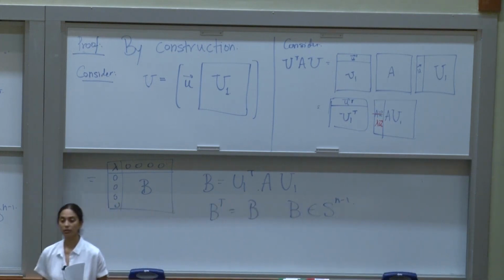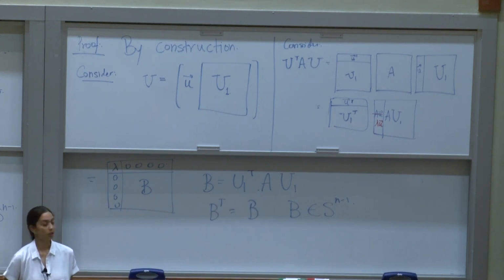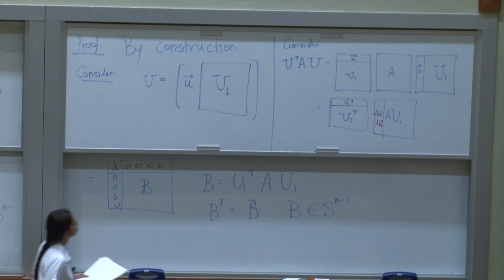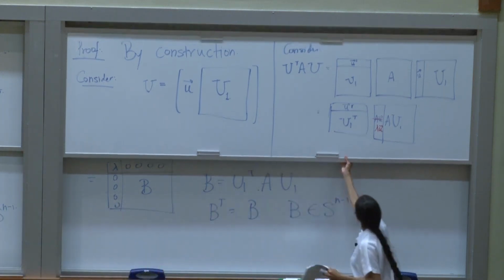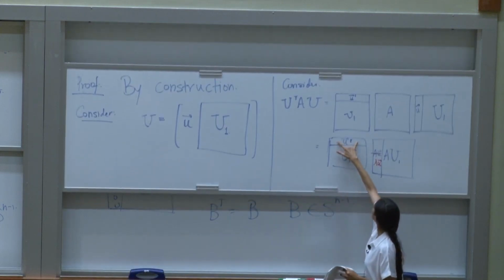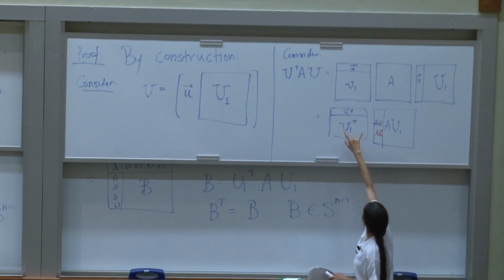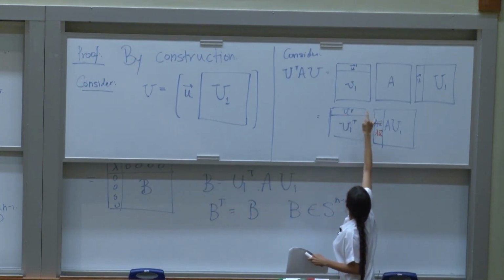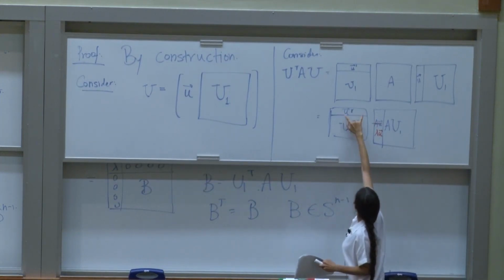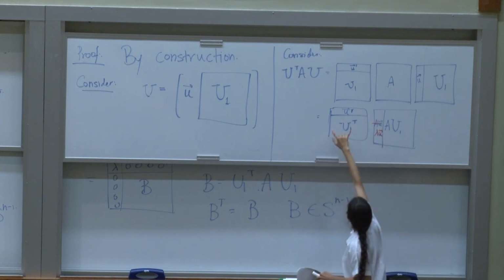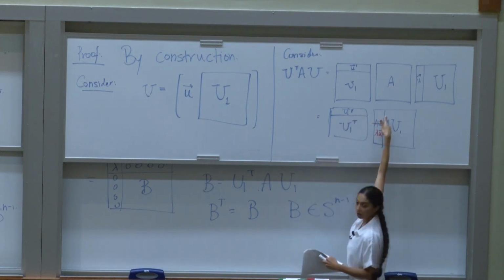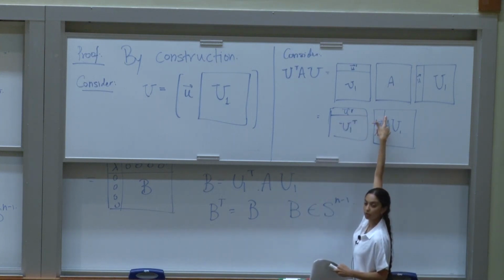Yeah? The question is, why is the top row zeros? So this is just block matrix multiplication, right? So I'm going to have U transpose times this row times this column is going to give me this lambda. This row times the next column is going to give me a 0 because of orthonormality.